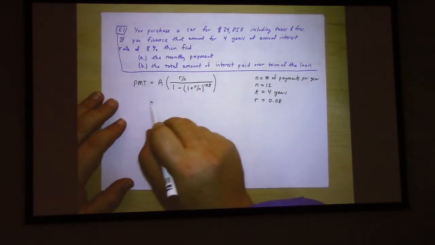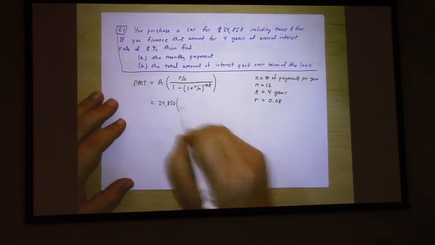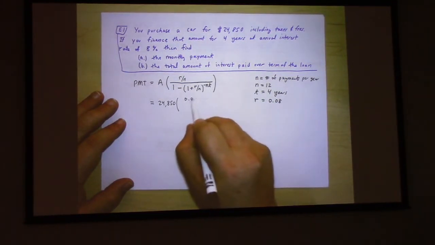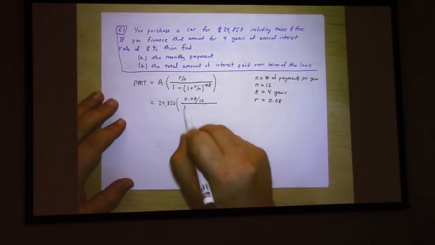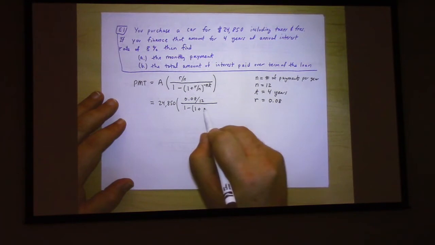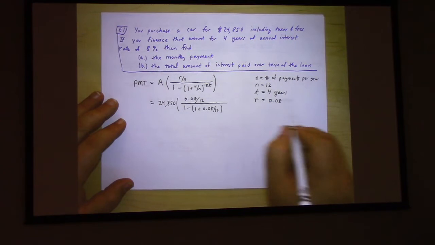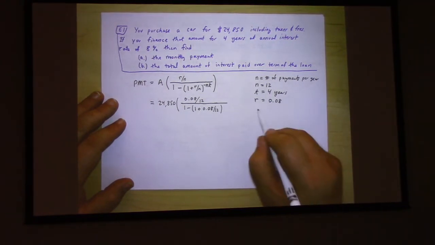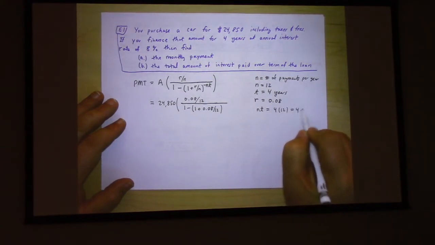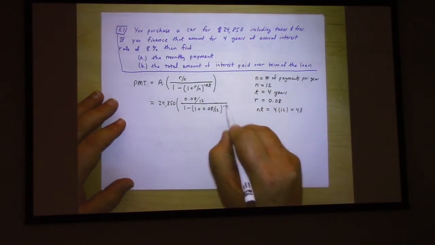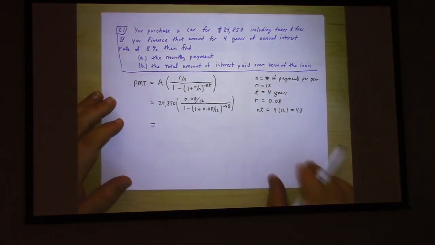So here we go. We do $24,850 times 0.08 divided by 12, divided by 1 minus parentheses 1 plus 0.08 divided by 12, close parentheses, to the minus NT. N times T is 4 times 12, 48. So that's 48 total payments, minus 48 there. And now we just got to crunch those numbers.